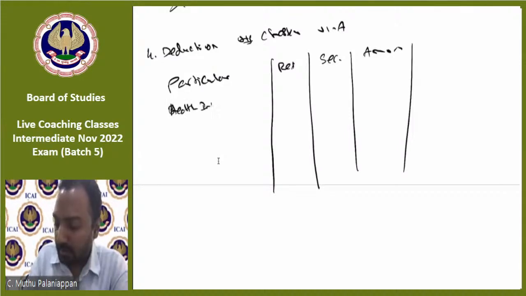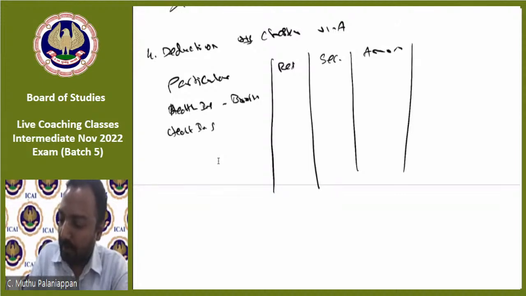Health insurance, brother. Health insurance, son. Correct. So these both will come under 80D. I'll not write the section. I'll straight away write the notes. 4.1, 4.2. So that's there.